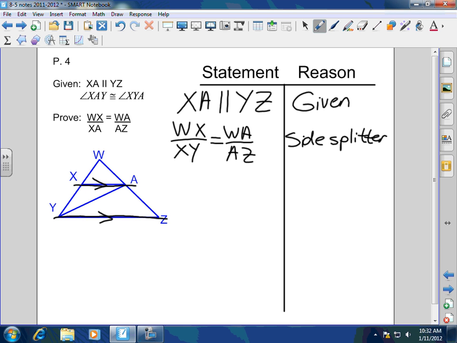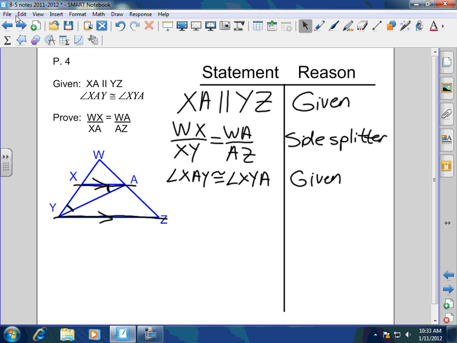Okay? Now I can use my next given. Angle XAY is congruent to angle XYA. Given. So I have XAY, which is this guy right here, is congruent to XYA. So it's congruent to this guy.